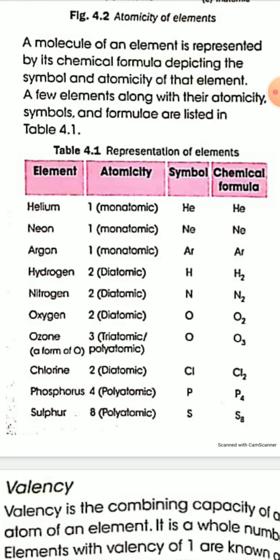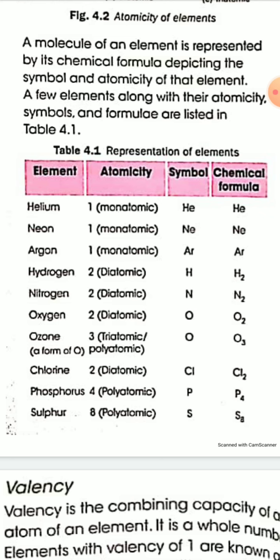Now next, hydrogen, nitrogen, oxygen. These are diatomic molecules, that is, their atomicity is 2. The symbol of a hydrogen atom is H, but the chemical formula of a hydrogen molecule is H2. The chemical formula of a nitrogen molecule is N2, but the symbol of a nitrogen atom is N. And for oxygen, the symbol is O, but the chemical formula of an oxygen molecule is O2.